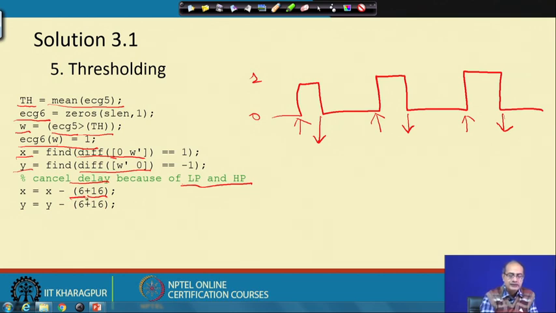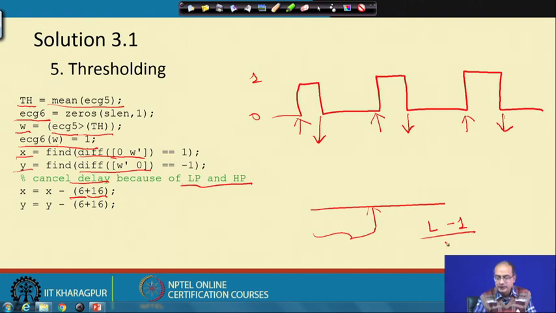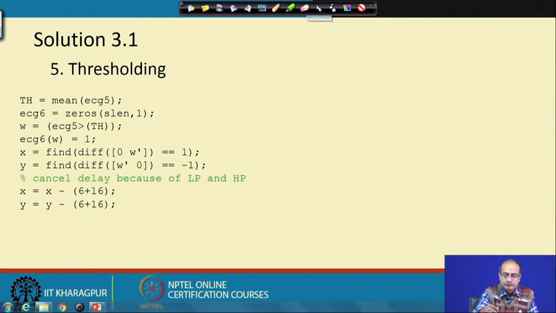Now, how do we get these figures? Because if we have a filter, the midpoint is the center. So, the amount of delay it has introduced is the length of the filter minus 1, divided by 2. Okay. So, by that we get that both the x and the y vectors have a delay of 6 plus 16, that is 22 samples. So, we correct that to align the location with the QRS complex. Okay.